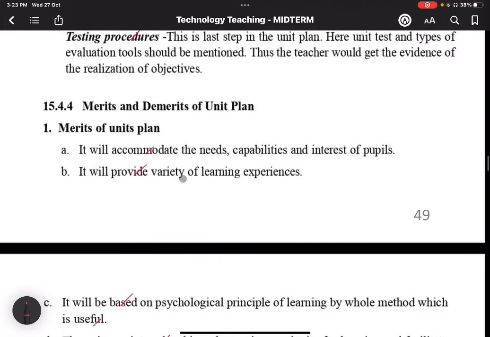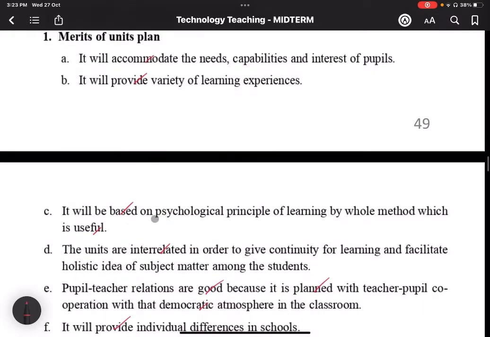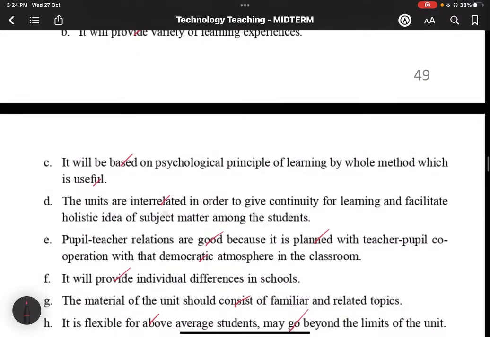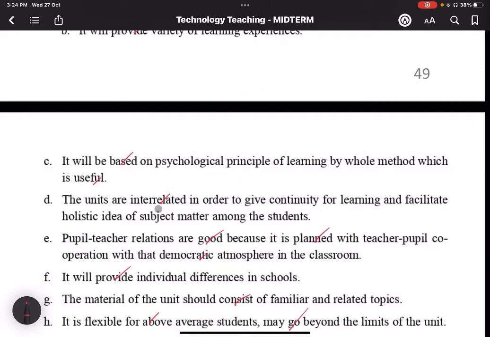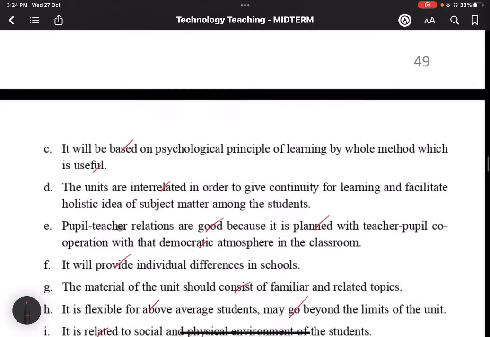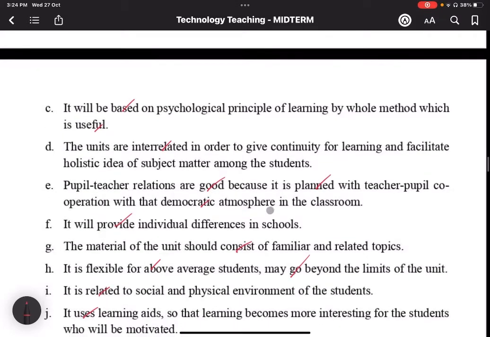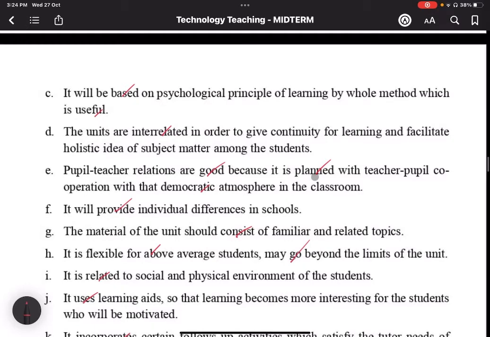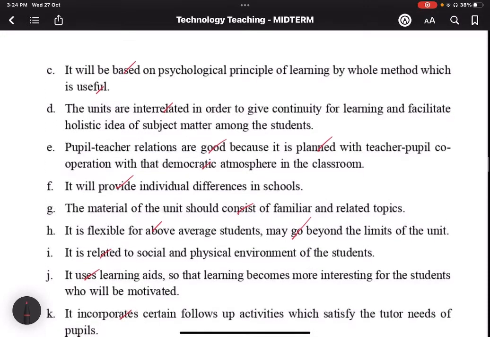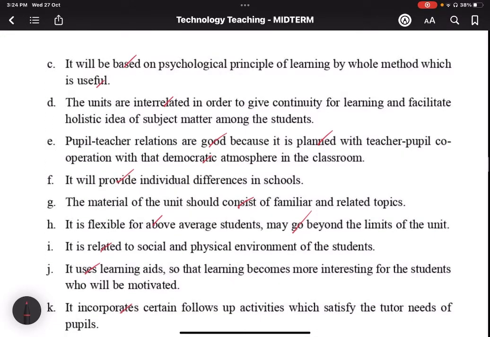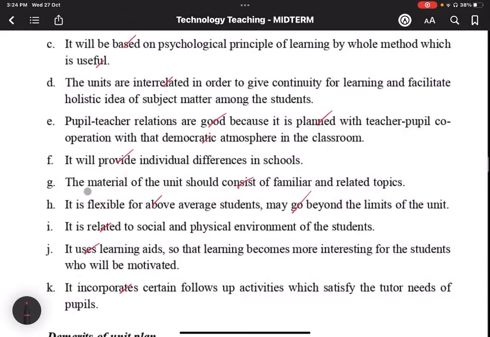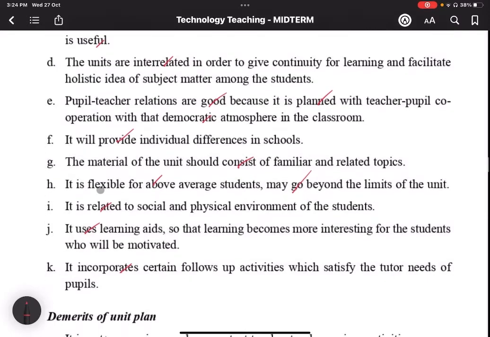It will provide variety, learning experience. It will be based on the learning by whole principle. The units are interrelated, yon, continuity of topic, no, yung relatedness. Pupil-teacher relations are good kasi nakaplano lahat, okay? Based on plan and teacher-pupil cooperation, no? Provide, no, individual differences. And then it should consist of familiar and related topics.